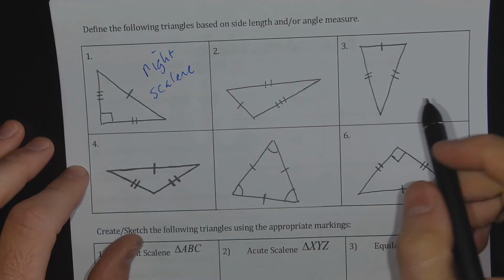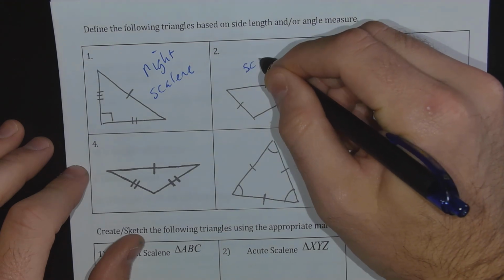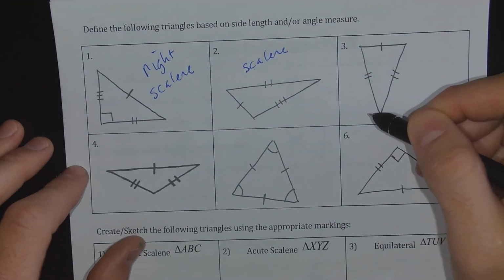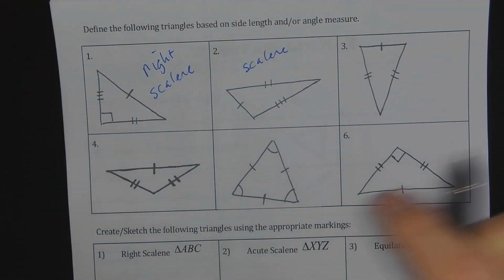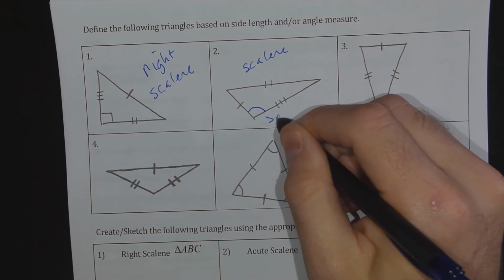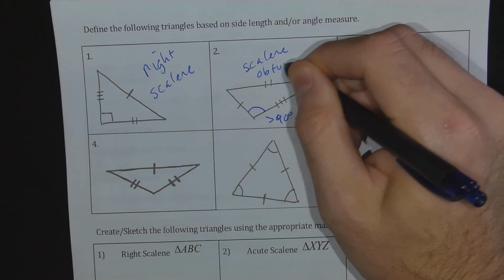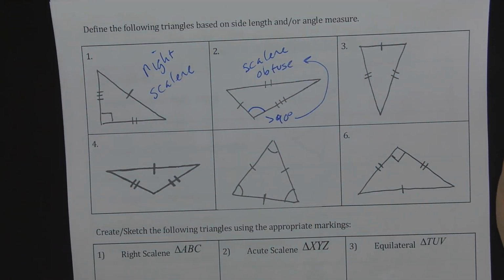Number 2, I have 1, 2, 3 tick marks again, so I know it's going to be scalene because none of the sides match at all. Now, I don't see a right angle, but I do see this angle right here. It's definitely bigger than 90 degrees. So that's going to be an obtuse triangle. So it's going to be scalene, obtuse.